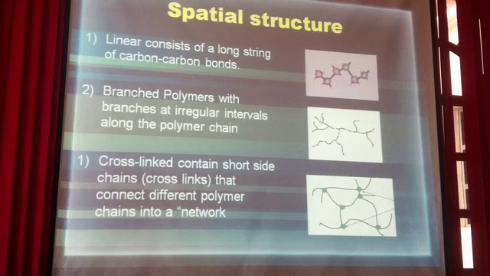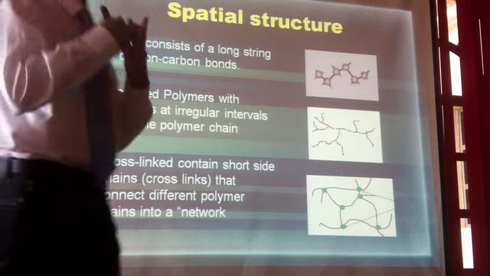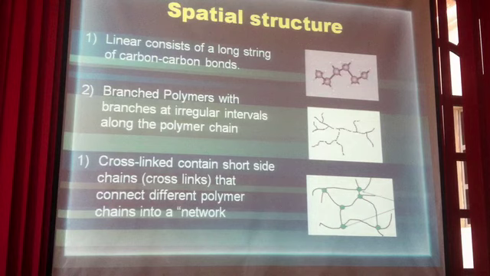The structures: linear, consisting of a long strand of carbon-carbon bonds. Branched polymer, with branches at irregular intervals along a polymer chain. It's linear and there are branches on it. Cross-linked, it's branched and there are cross-links between the branches, to form like a network. It could appear in any of these three forms, yeah?